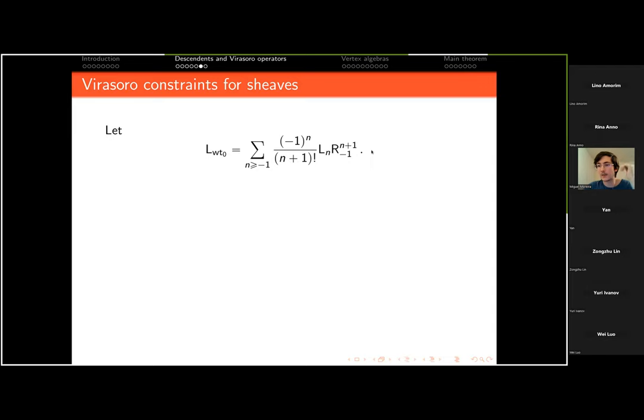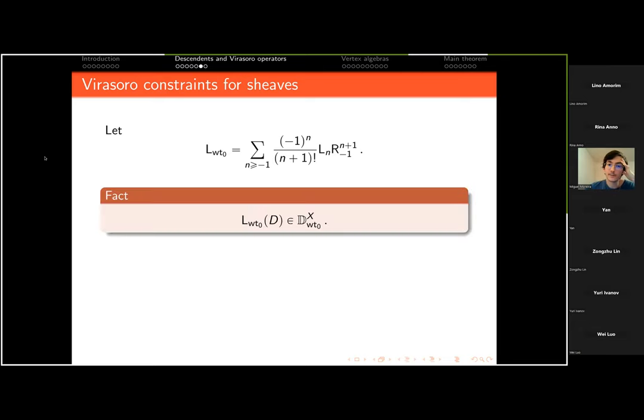And this is kind of an ad hoc definition, but it also has a very natural interpretation from the point of view of the vertex algebra. Although I think I will not talk about that today, this does have a very natural interpretation on the vertex algebra side. Okay, and so the fact is that the image of L weight zero is contained in the algebra of weight zero descendants.